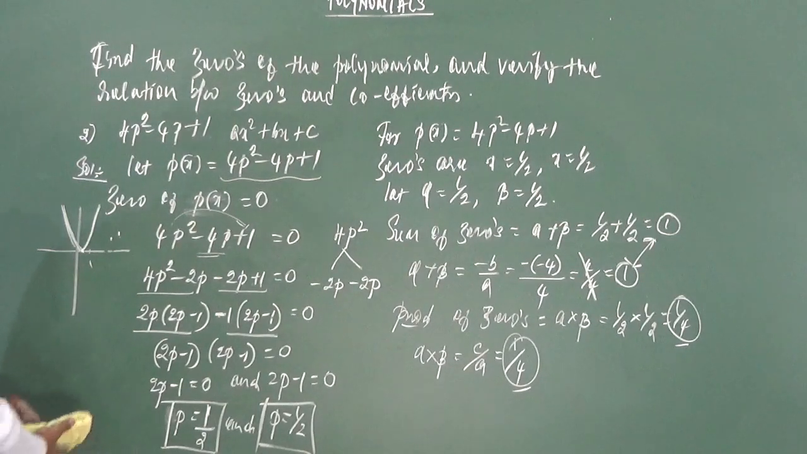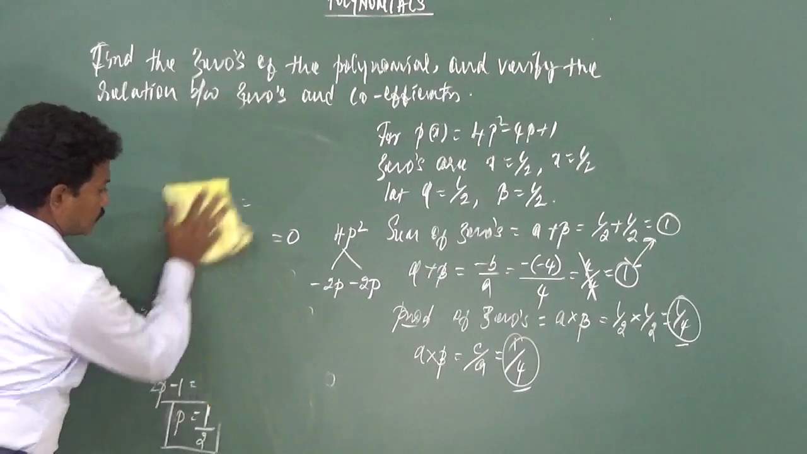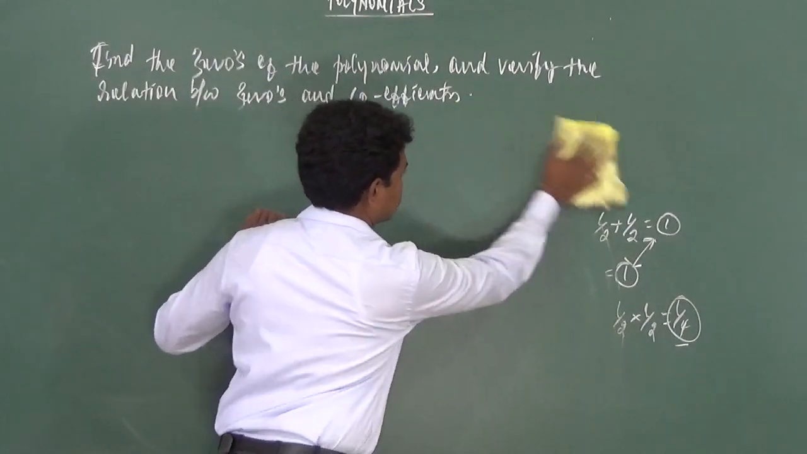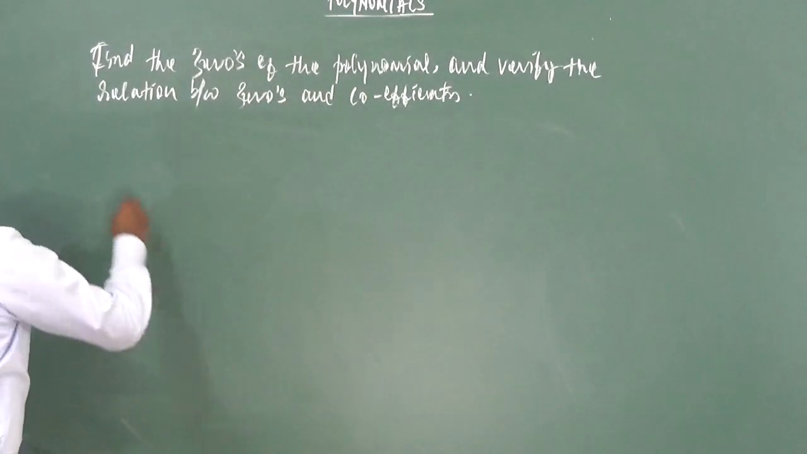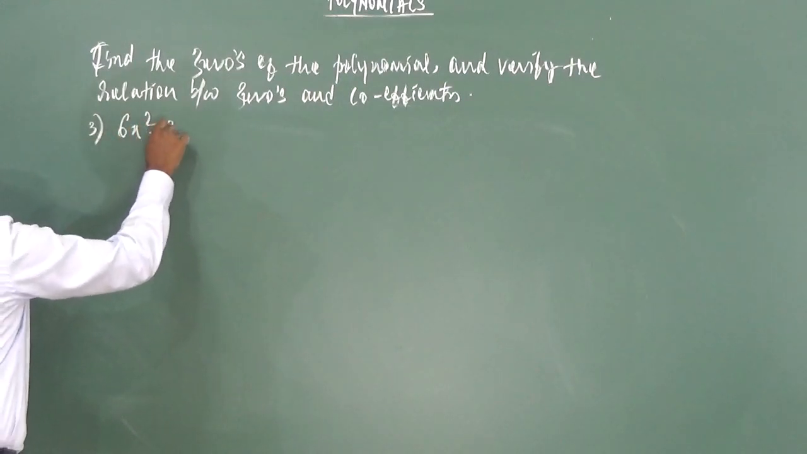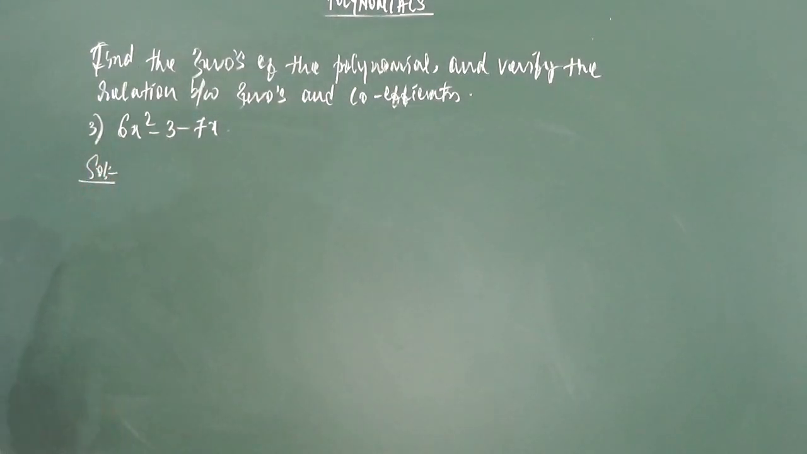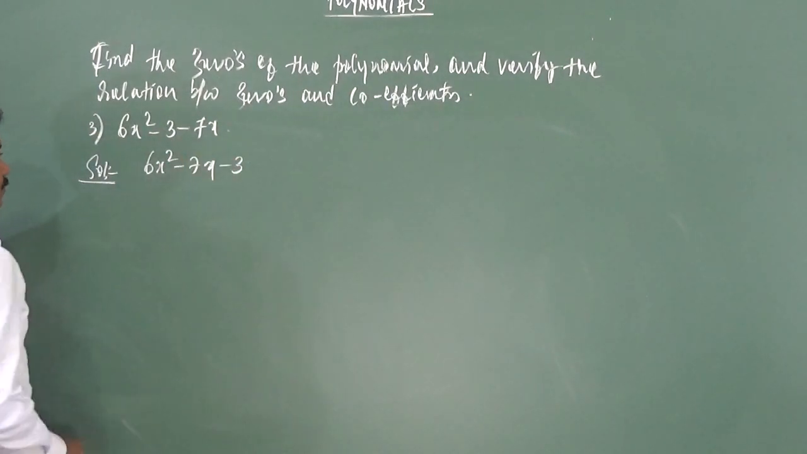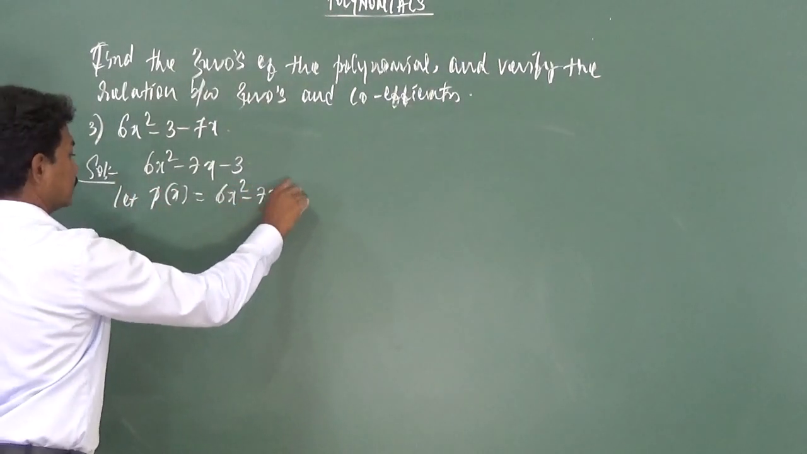So let's go with the third problem. According to the NCERT textbook, the third problem is 6x square minus 3 minus 7x. So let us go with the solution here. The given problem is not in the standard form. We have to convert this into the standard form here. So 6x square minus 7x minus 3. By rearrangement, you can just go with that. So let p of x is equal to 6x square minus 7x minus 3.